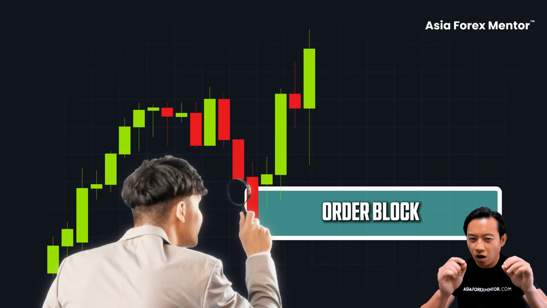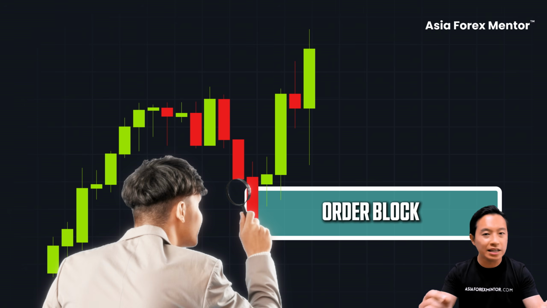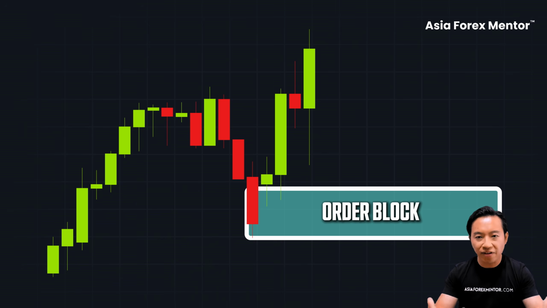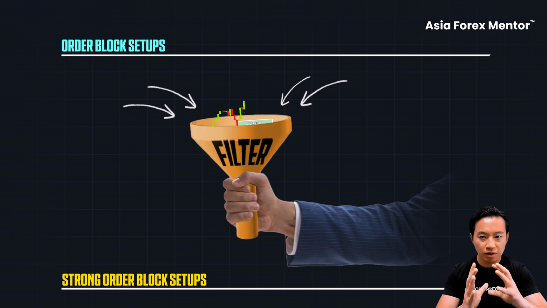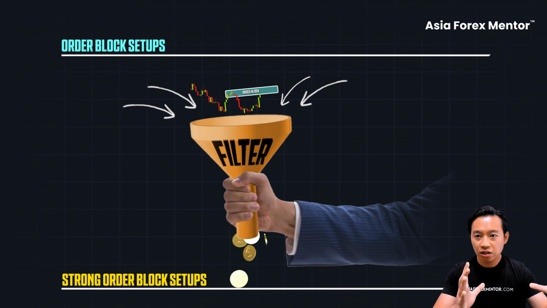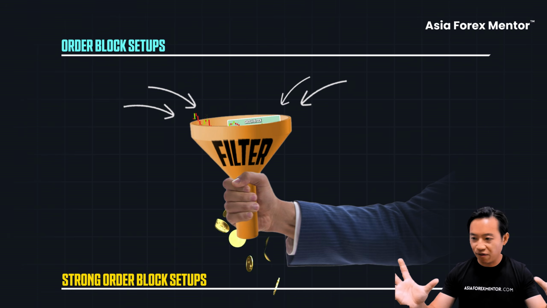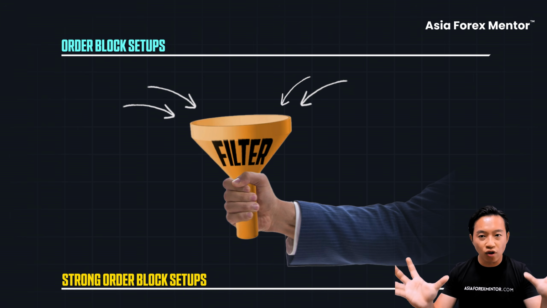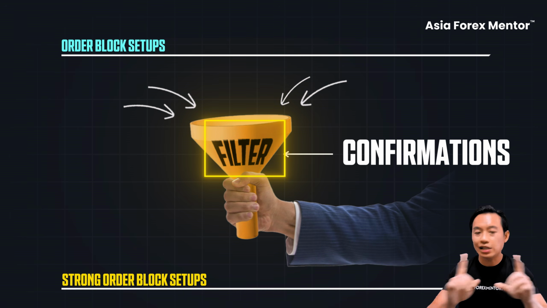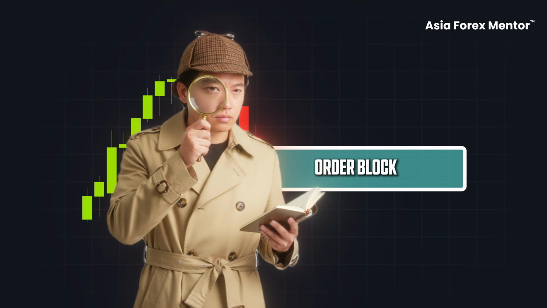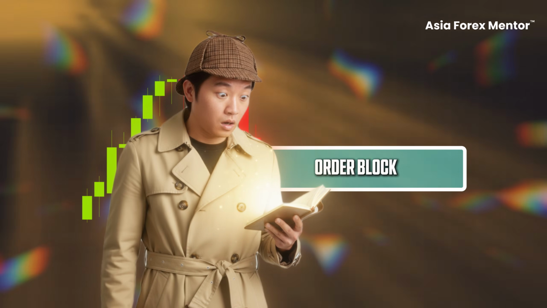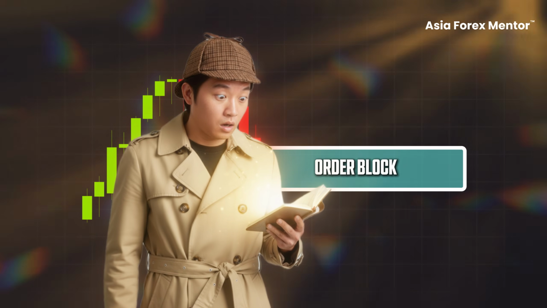So spotting order blocks is not enough. To trade them effectively, we need a way to filter the strong setups from the weak ones. And in order to do that, we need confirmations. That's what we are talking about today. We will go beyond spotting order blocks on the chart and uncover what really makes them powerful in trading.